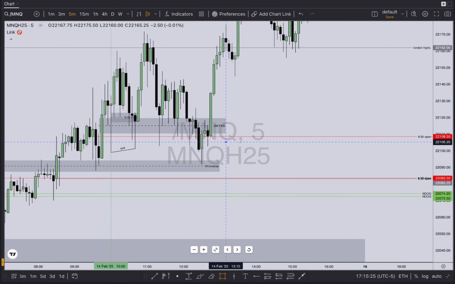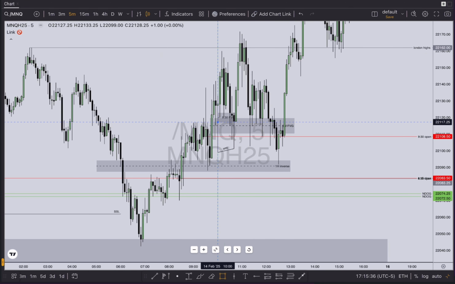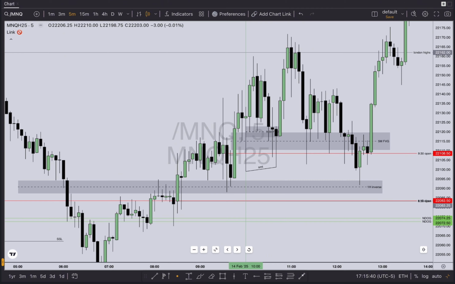We drop down to the 5-minute. All right, 5-minute, same thing. We can see this come down to this 15-minute inverse. We push up with this very nice 5-minute candle, and we close with a 5-minute fair value gap. So right here, I'm looking to enter. Why? This is the macro.